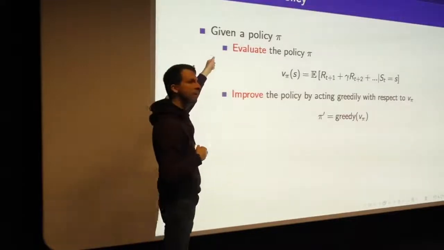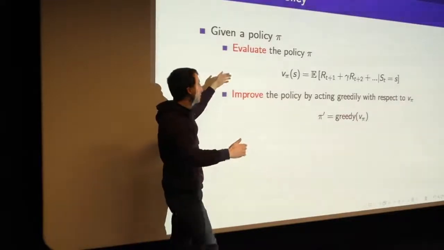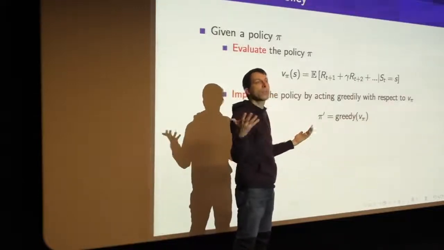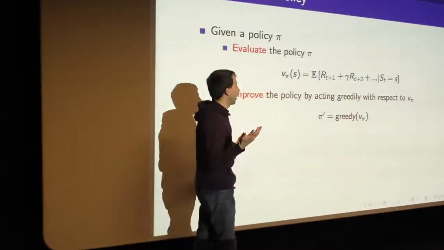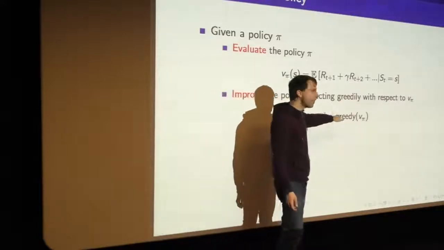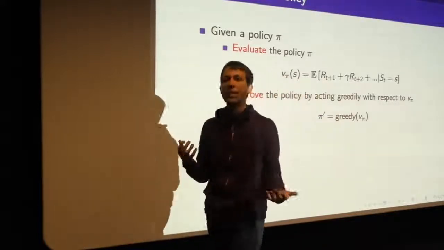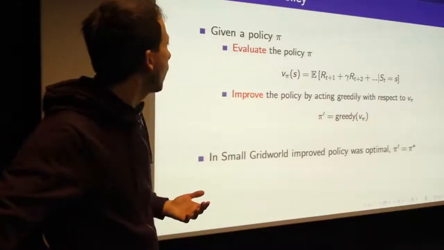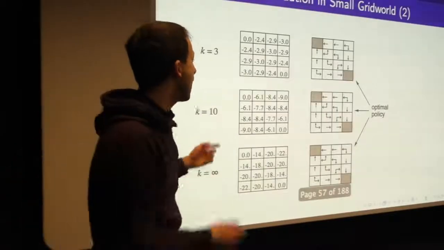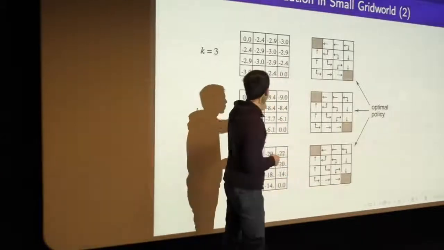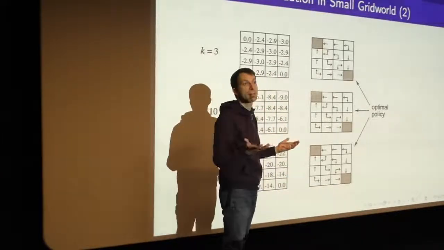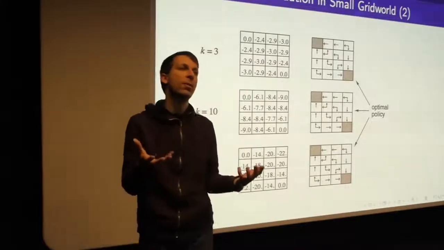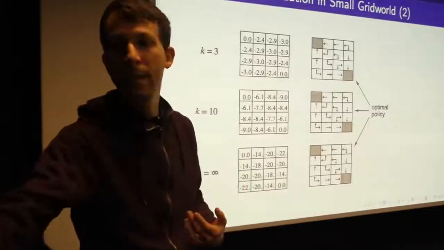So you start with a policy, you evaluate that policy, and then you act greedily with respect to the numbers that you filled in. You act greedily with respect to your value function. We'll define precisely what we mean by greedy, but essentially we mean precisely what we saw in the last example, where you just look ahead. You look ahead in each direction, and you pick the one which is the best. So you consider each action, and you look at the value of where it takes you, and you pick the one which is best. That's what it means to act greedily.